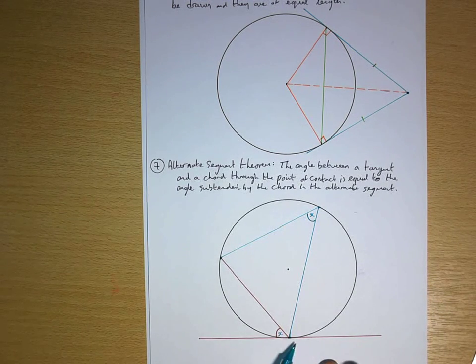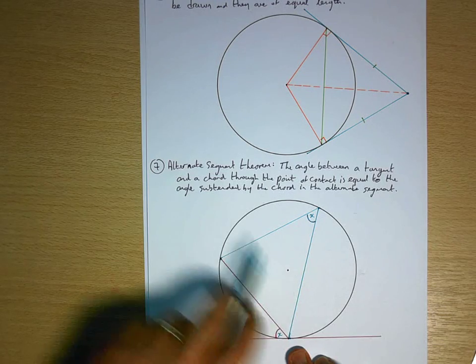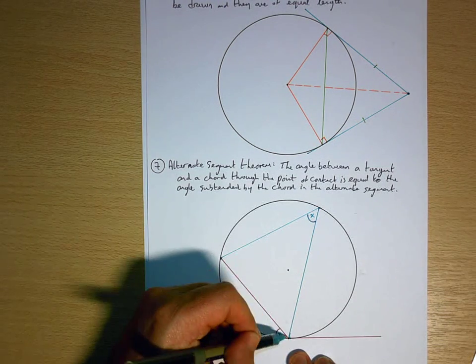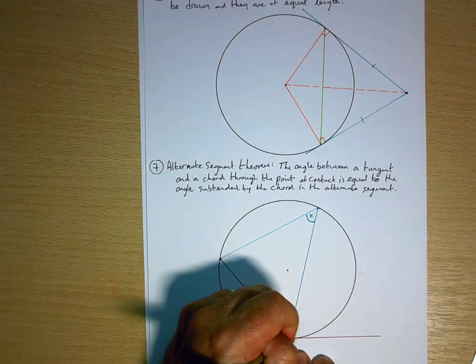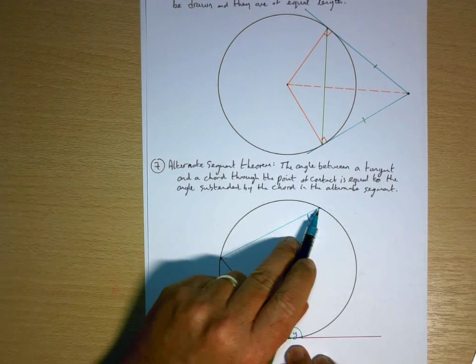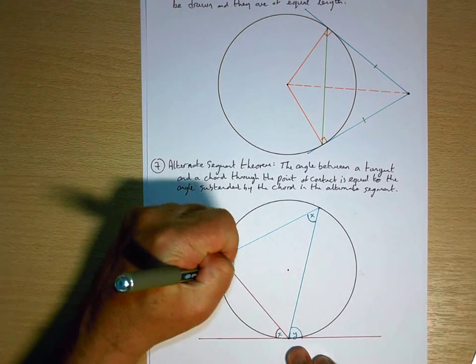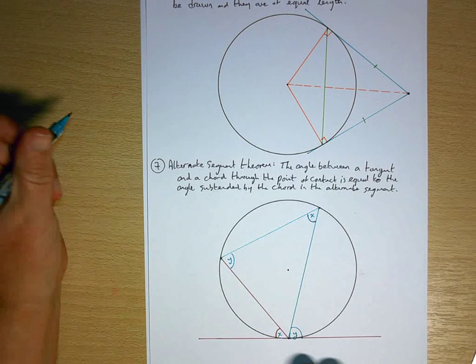And then the same thing happens the other side. If my chord, my blue chord, starts there, the angle between the tangent and the chord, so if I call that y, there's my chord, is equal to the angle subtended the other way, so that is equal to that there.